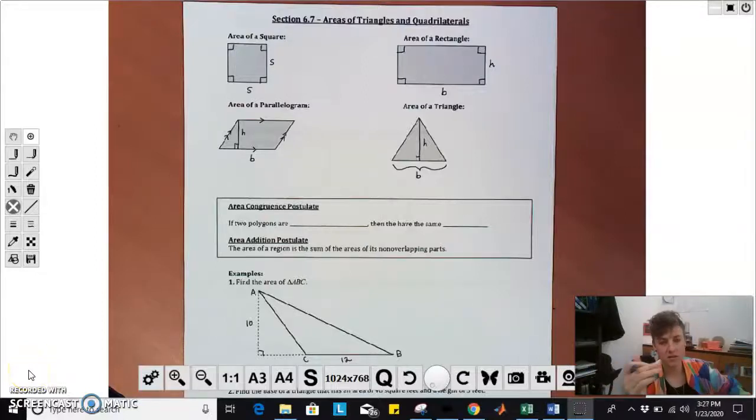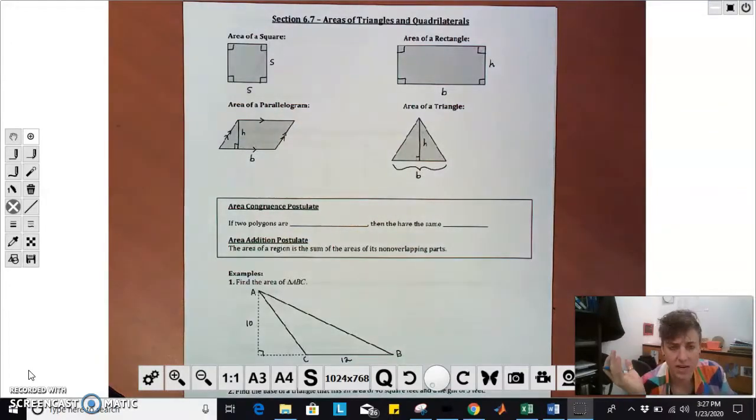What's up, scholars? Today we're going to be talking about areas of triangles and quadrilaterals. We're going to get to use some formulas to do a bunch of questions about the areas of triangles and quadrilaterals. It's going to be a good time.